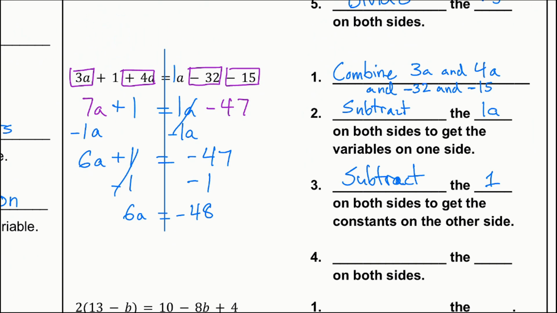The last step is going to be divide the 6 on both sides to get a equals negative 8. That would be our solution. Okay. All right, go ahead and pause this video real quick and then come back and I will finish that last problem and you can get your assignment.